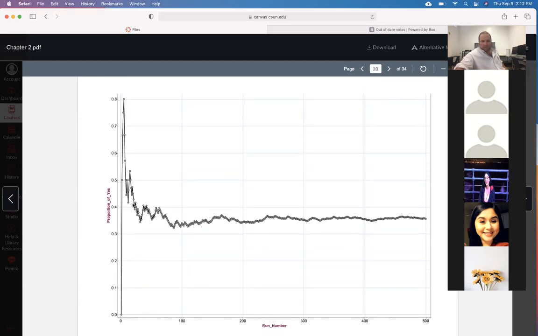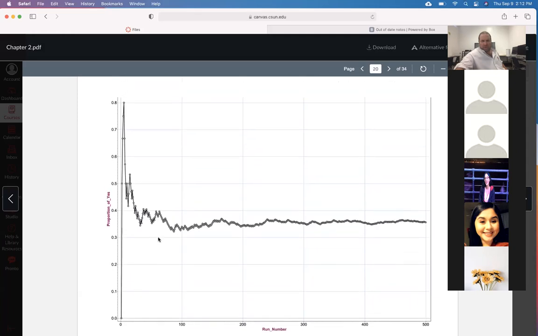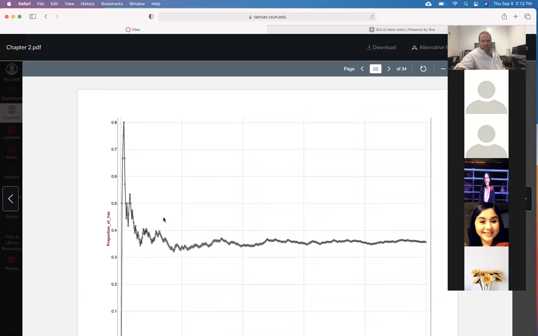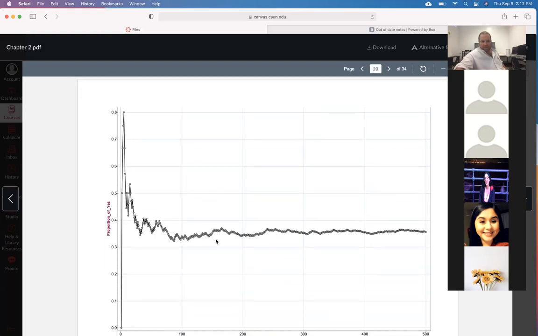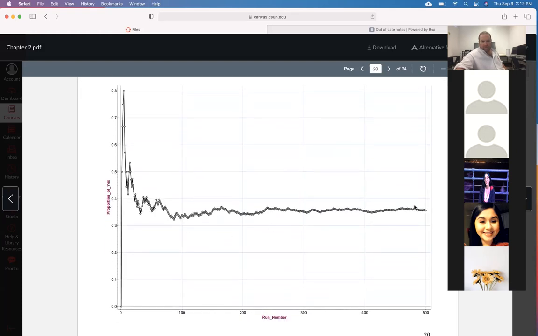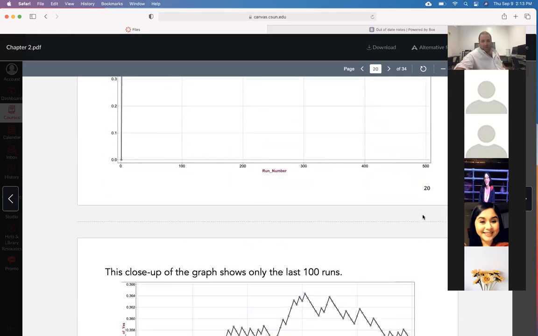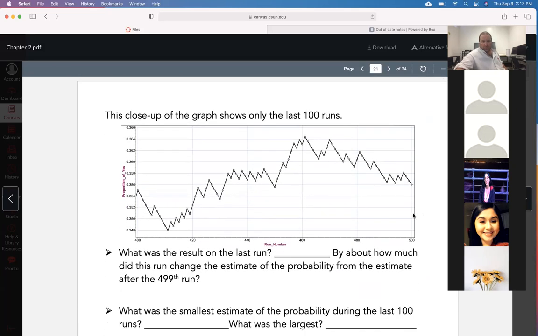So according to this graph, where we are interested in whether exactly one person got their own phone, we see that the empirical probability seems to be roughly 35%. It seems to stabilize around 35%. Maybe it should be 33%. I don't know, I'd have to do the math. Here is a close-up of the last 100 runs.